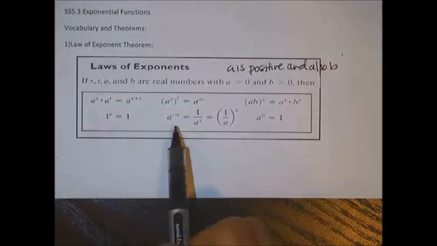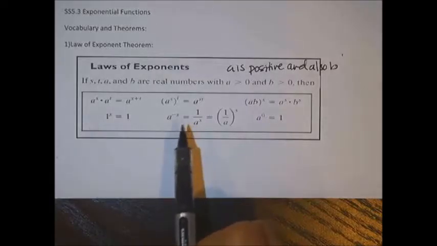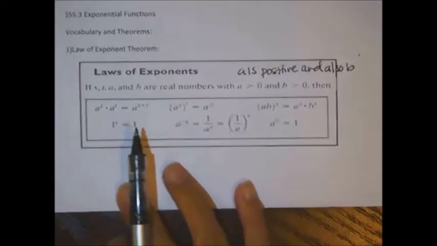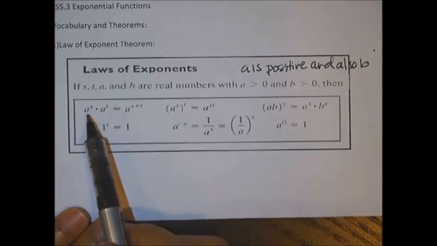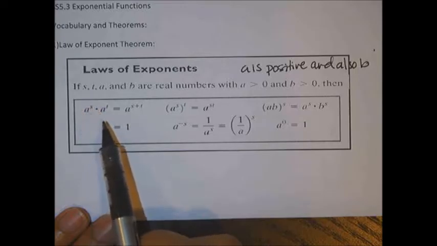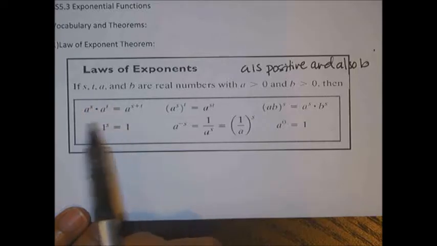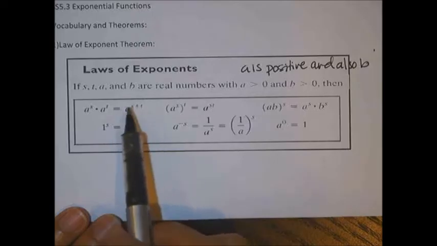Then here are the rules from Algebra 2. You have to remember these rules already. I'm not teaching you something you've already learned, I'm just going to review this with you. When you have a to the s power times a to the t power, because the two bases are exactly the same, we add the exponents.